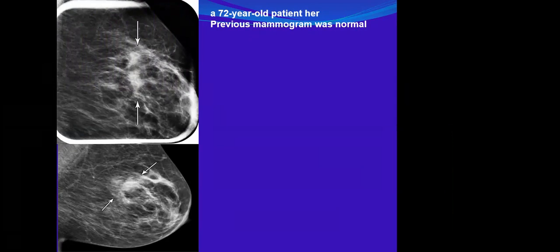What does it mean, not disappearing on spot compression? It means it is real, it's true. And it is a developing asymmetry, not a superimposition of tissue. And what is the clinical question you would like to ask this lady?